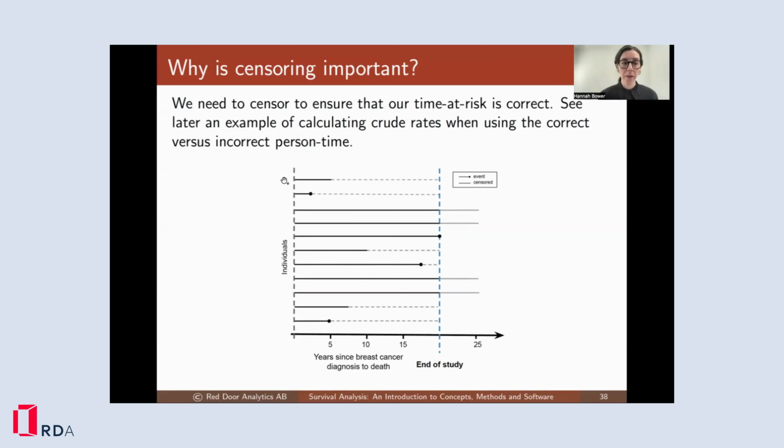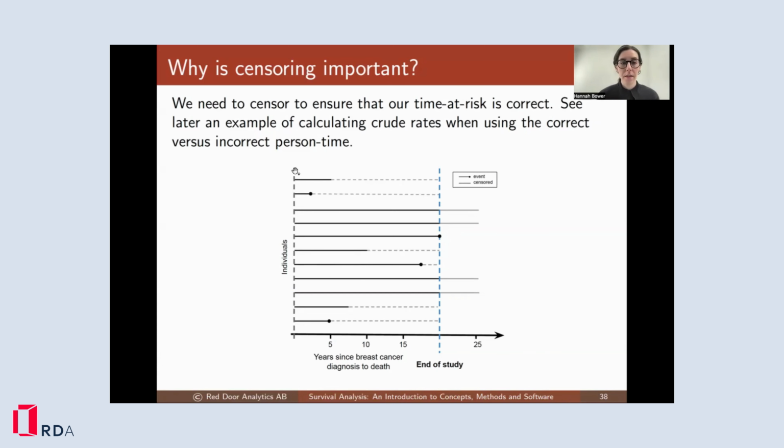But for now, if we look at this figure here, where again we have individuals represented on the y-axis, and we follow for a study period of 20 years since breast cancer diagnosis, and the event of interest is death, then we can see that we have these different lengths of lines of individuals.